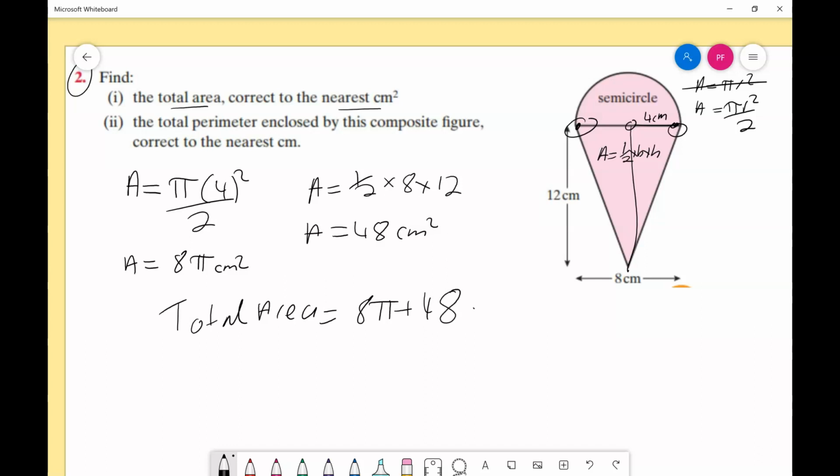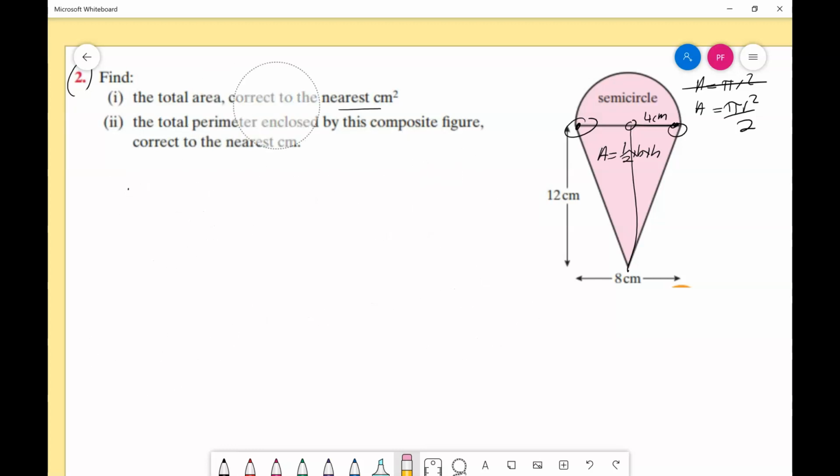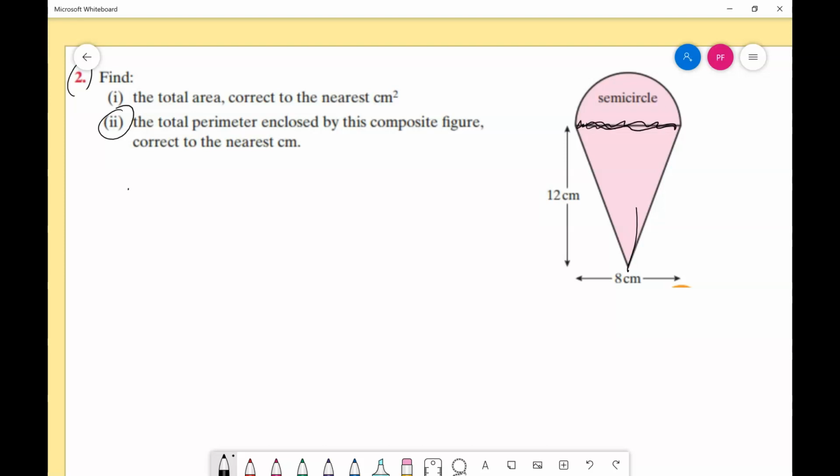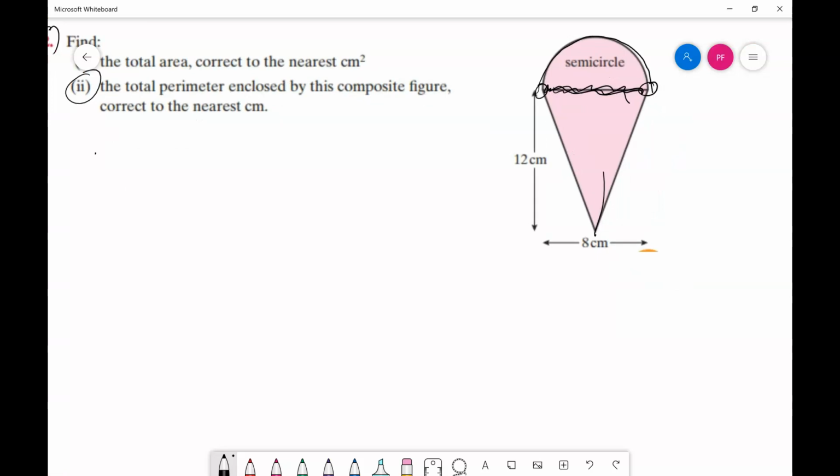And I'm going to trust you to finish that part off on your own. I'm going to move on to the next part: the total perimeter enclosed by this figure. So for the total perimeter, keep in mind that this is not going to be part of our perimeter. We've got our arc length here, or half a circumference, whichever way you want to look at it. And we've got the line here and the line here.